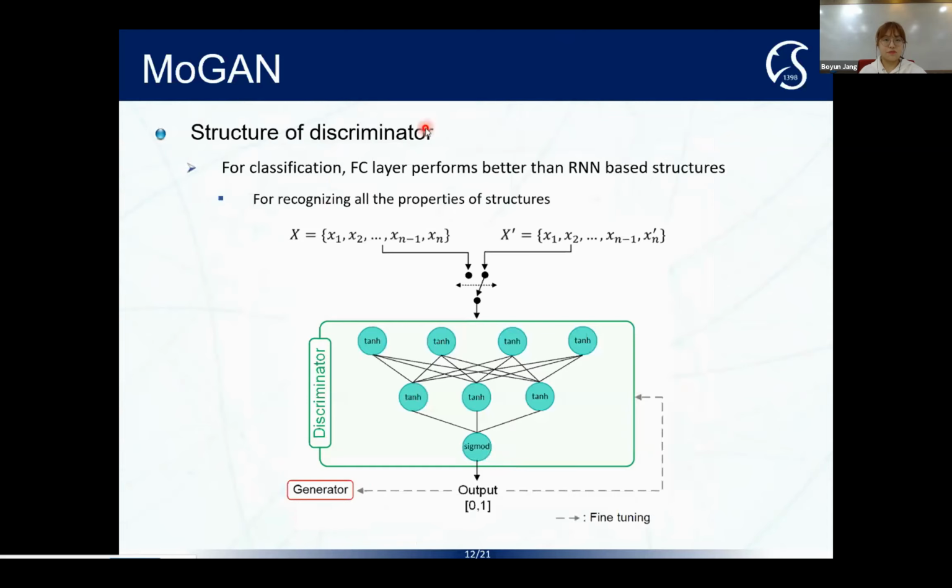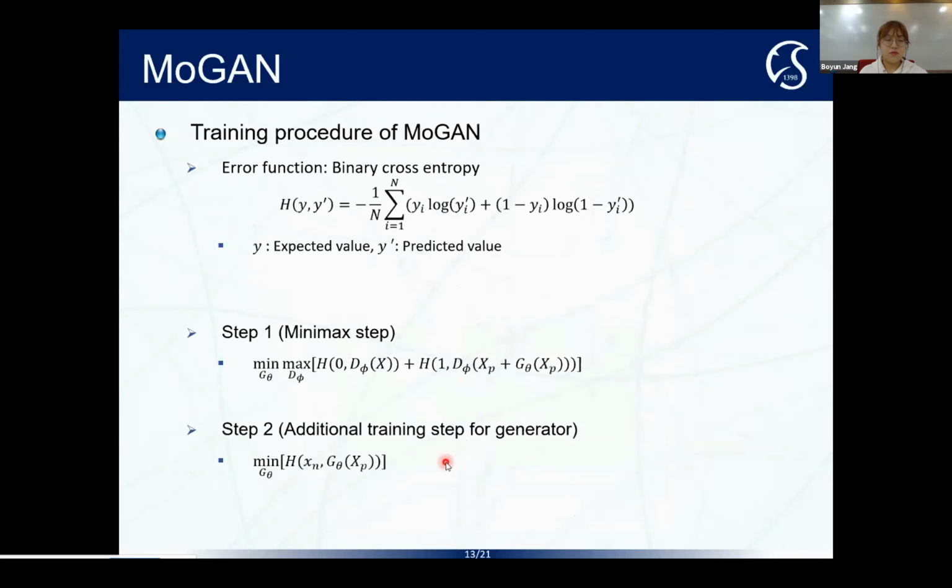This is the structure of the discriminator. Some fully connected layers are used because they are suitable for classification, and the purpose of the discriminator is classification. In the fully connected layers, the hyperbolic tangent is used as the activation function, and for the output, sigmoid is used as the activation function. While training, binary cross entropy was used as the error function.